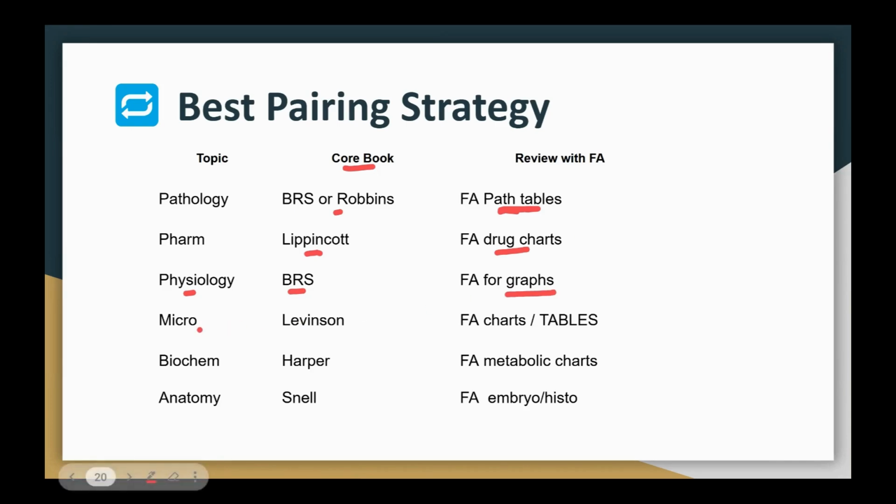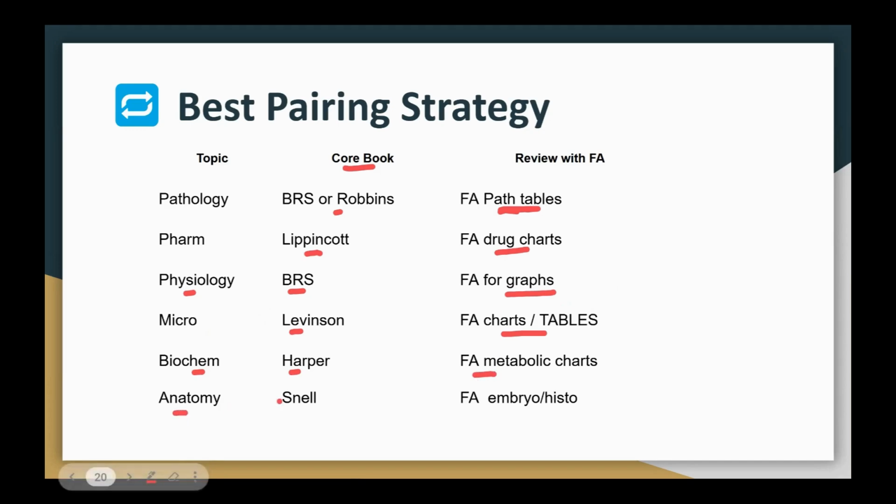For micro, try to use charts and tables from First Aid, but if you think that you need to review 1 or 2 topics, like sterilization, which you think you cannot find enough information on from all these books, you can definitely go to your core book and review that. For biochemistry, you can go for Harper, but try to be more focused on the one-liners and First Aid.